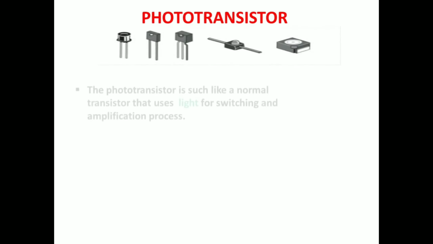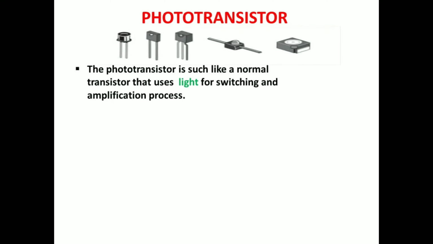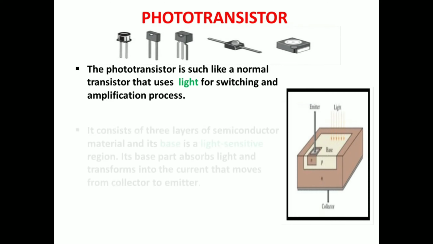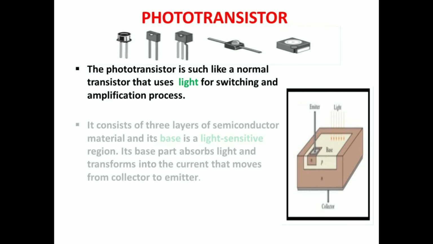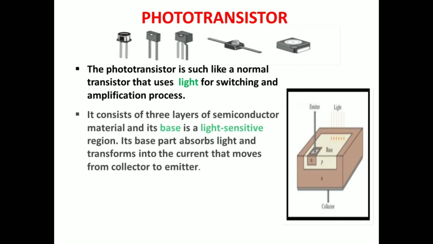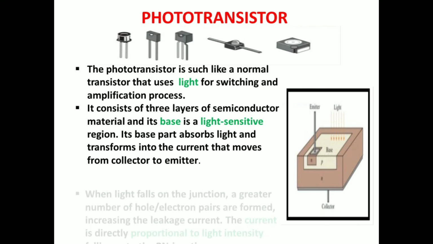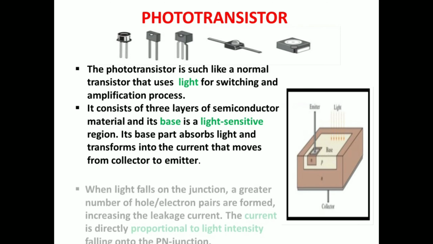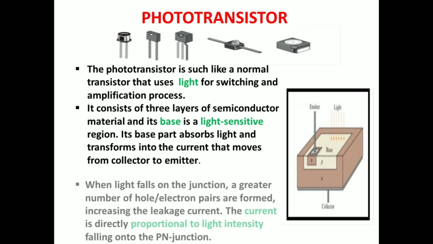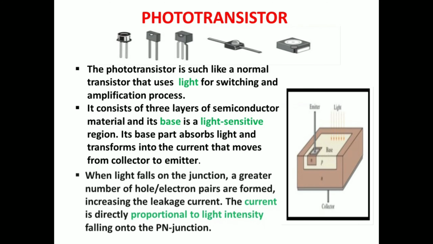Moving on to the next, that is the phototransistor. A phototransistor is like a normal transistor, but it uses light for switching and amplification process. It consists of three layers of semiconductor material and its base is a light sensitive region. It absorbs light and transforms it into the current that moves from collector to emitter. When light falls onto the junction, a number of electron hole pairs are generated, which increase the current. Thus, the current is directly proportional to the light intensity falling onto the PN junction.